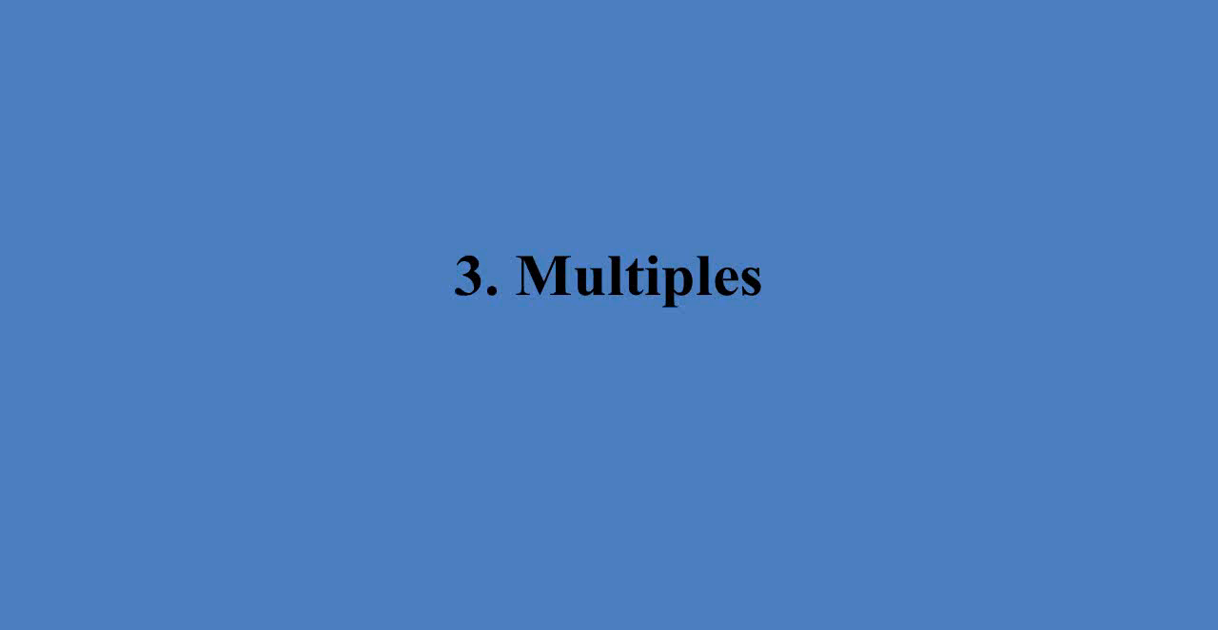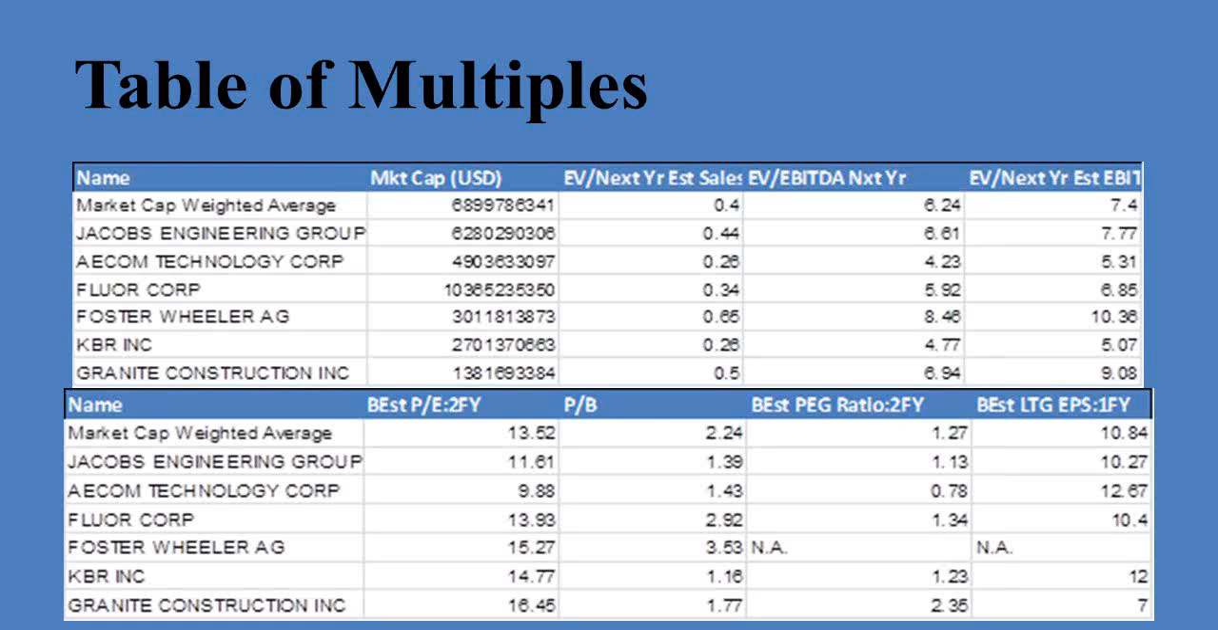So continuing on to the multiples. This is a table of the multiples of our comparables, and the key ones I want to focus on are EV to sales and enterprise value to next year's EBIT. EV to sales is a representation of margin, and its equation uses both. It's a multiplication of operating margin and EV to EBIT. So the result you see there is a combination of both.